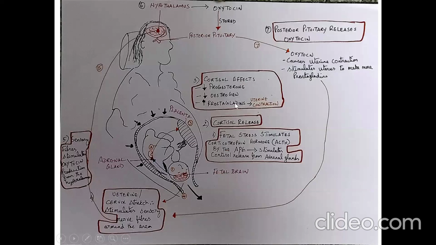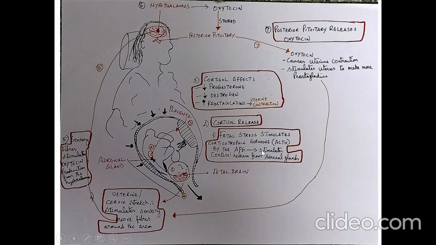And this is another picture or illustration which makes you understand the process in a very clear way. So, this is the first step, fetal stress. The fetus will be having a stress to come out. That stress stimulates ACTH, corticotropin hormones, which stimulates the cortisol to be released from the adrenal glands.